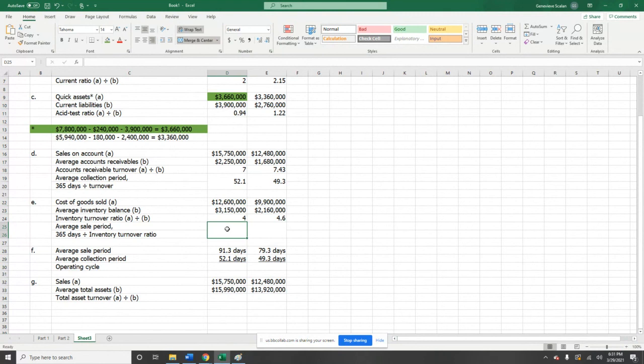So you take 365 days divided by 4, right? So 365 divided by 4 is 91.3. So yeah, about 3 months. And 365 divided by 4.6 is 79.3. So it's taking us longer to sell stuff. So is our inventory getting obsolete or stale? Is there something going on? I don't know. But these are things I'd want to look into.